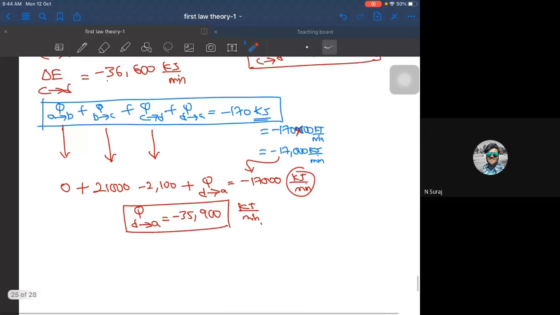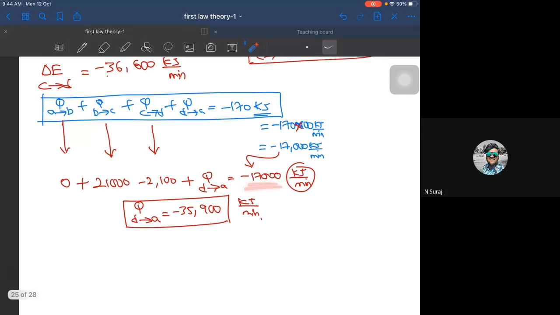So we have taken it as minus 17,000 kilojoules per minute. You know the values of the heat flows for A to B, B to C, C to D, so I have grabbed those values and calculated the value of Q for D to A as minus 35,900. Okay. Any doubts until now? No, sir.